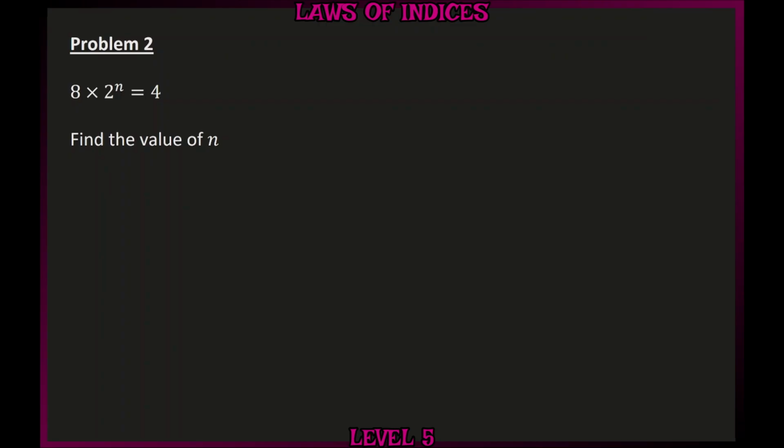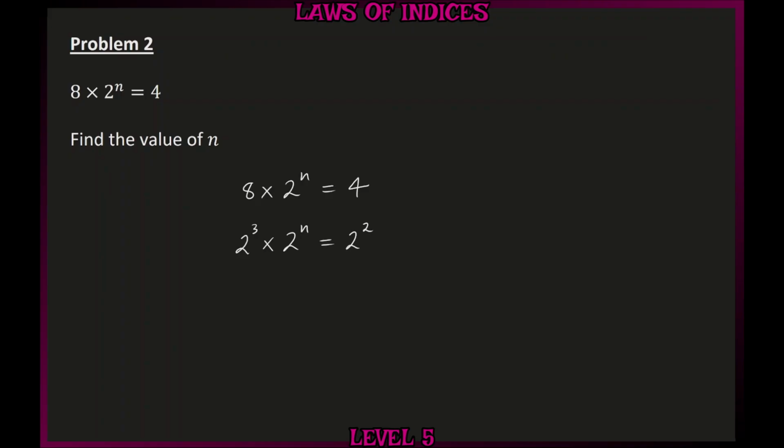In problem 2, we're told that 8 times 2 to the power of n is equal to 4, and we need to find the value of n. To help us solve equations like these, we'd like to write each value to a power of the same number. And we notice that 8, 2 and 4 can all be written as powers of 2. So this means that 8 multiplied by 2 to the power of n is equal to 4 can be rewritten as 2 to the power of 3, because 2 times 2 times 2 is 8, multiplied by 2 to the power of n is equal to 2 squared, because 2 squared is 4.